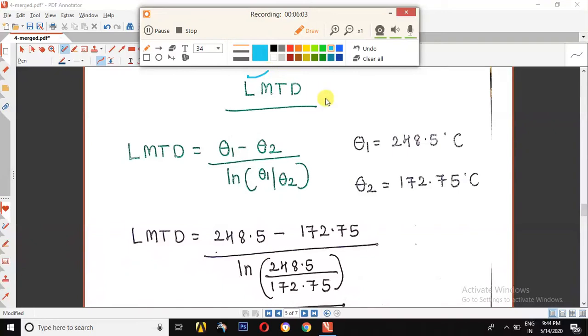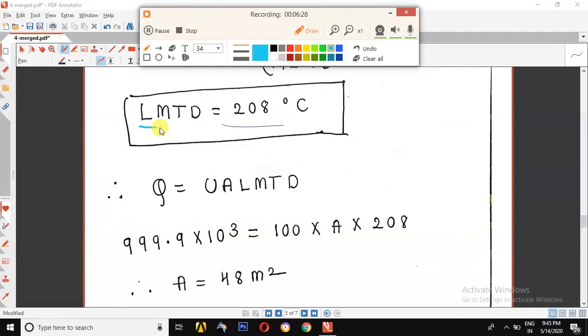LMTD, logarithmic mean temperature difference. LMTD equal to T1 minus T2 by ln T1 by T2. Already T1 is known to us, 248.5 degrees Celsius. T2 equal to 172.75 degrees Celsius. Therefore, LMTD equal to 208 degrees Celsius.